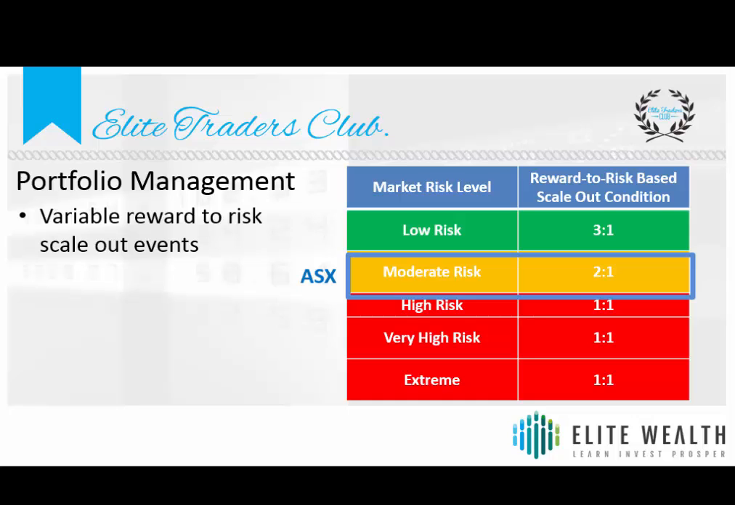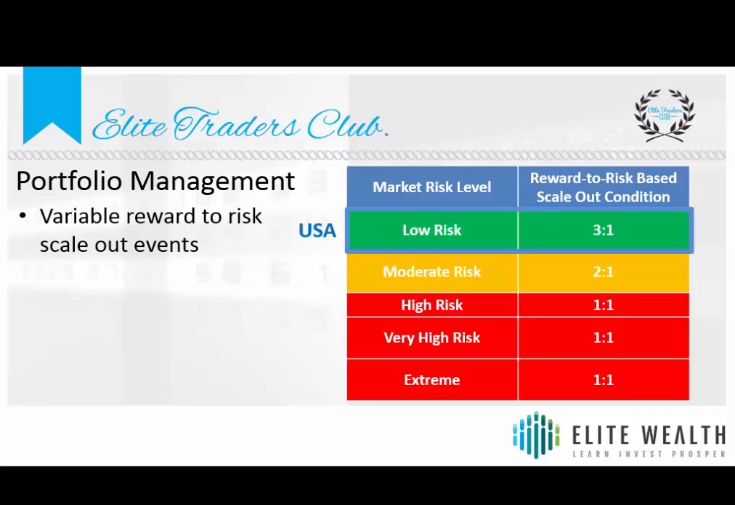Those of you who still want to scale out, that's okay, you can do that. The implication here is that, because in the Australian market we have dipped down into moderate risk, you are looking for 2-to-1 risk reward scale out targets. In the US, those of you who are still wanting to scale out, that's fine. You just need to make sure that you are looking for 3-to-1 risk reward in terms of your scale out events over there.